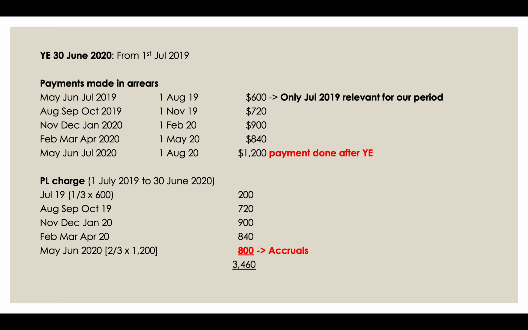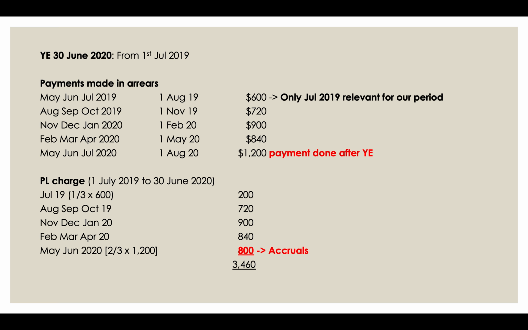Payments made in arrears. And to note that the payment for the last quarter has been made after the year end, that is on the 1st of August 2020. P&L charge is any expense that relates to the 1st of July 2019 to the 30th June 2020. Anything which is before or after should not be considered as relevant.